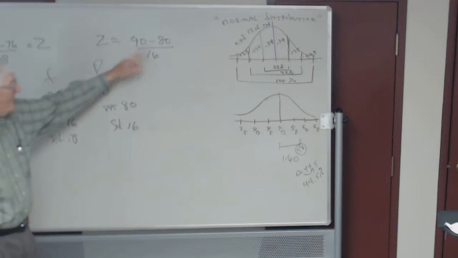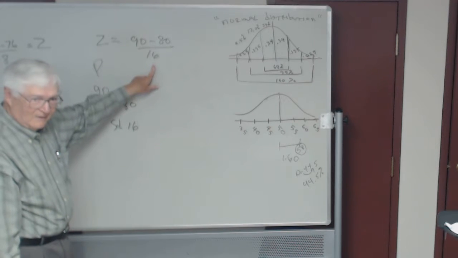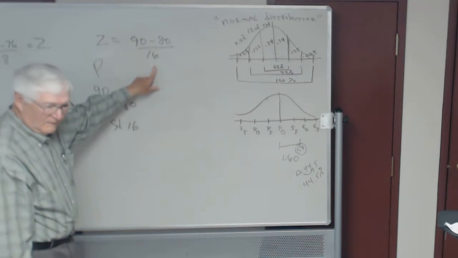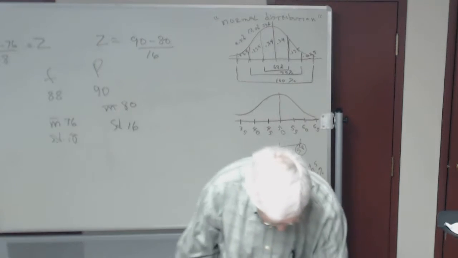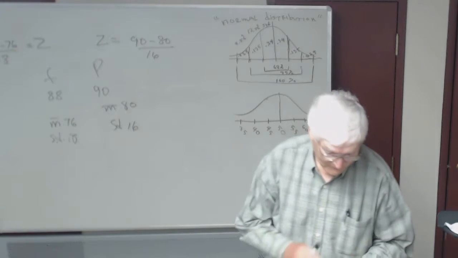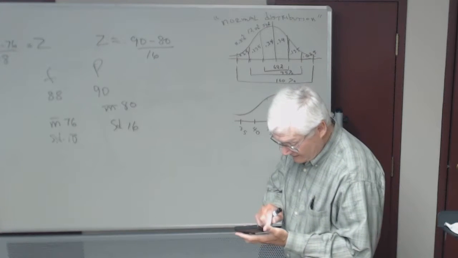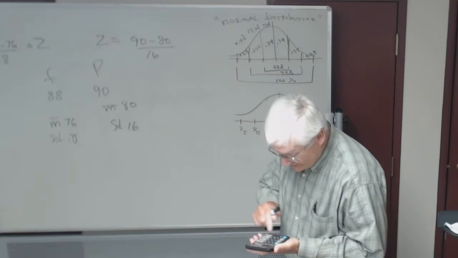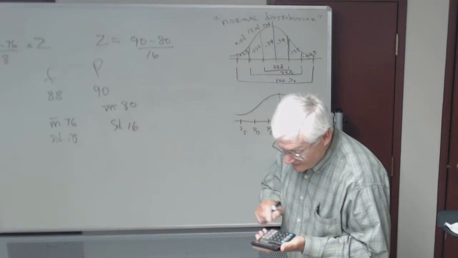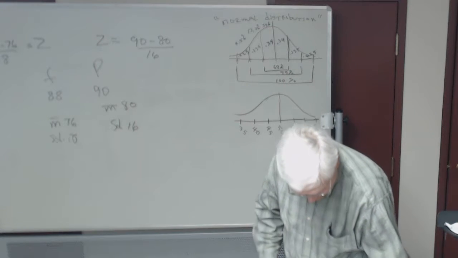Now, what's 90 minus 80 divided by 16? 90 minus 80 is 10, divided by 16. 0.625. Thank you.